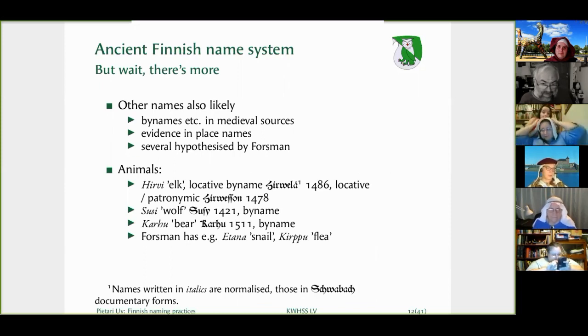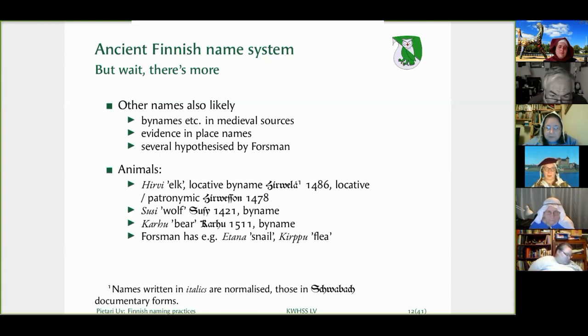The names Stöbke lists are not all we have, though. There's some evidence from later period bynames and place names that didn't get to his thesis, and there are also several hypothesized names in the earlier PhD thesis on Finnish names, but that one was written in the late 19th century, so you have to have more than just one grain of salt reading that.